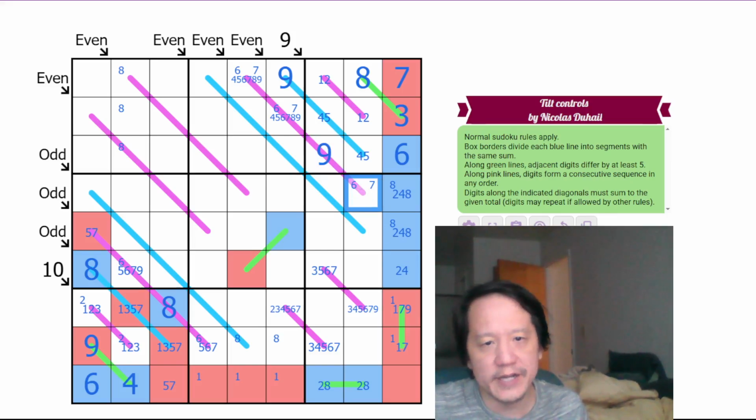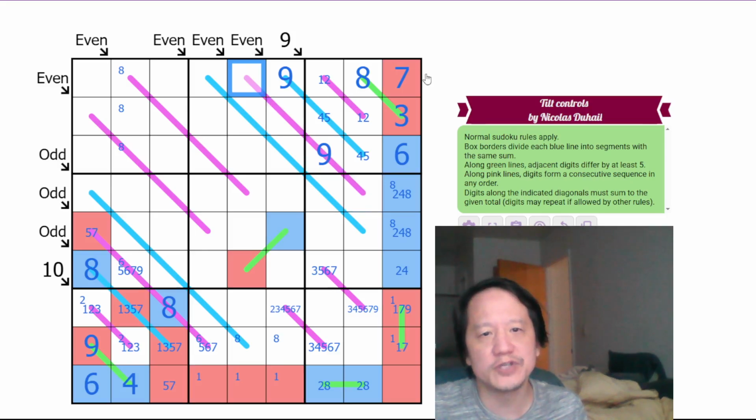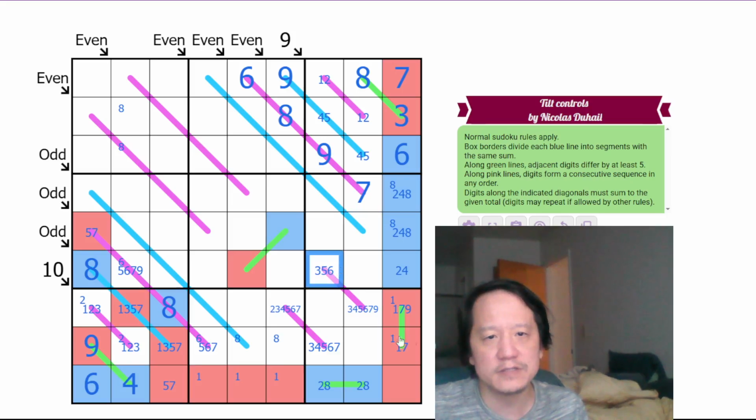Which means the remaining digits here have to be 6 through 9 for this Renban to work. And this can't be 7, 8, or 9 because of 7, 8, or 9 in the row, so that's 6. No 8 here. 8 can't be here because of 8 in the column, so 8 has to be there, which makes that a 7. That eliminates 7 in the rest of the box and column.